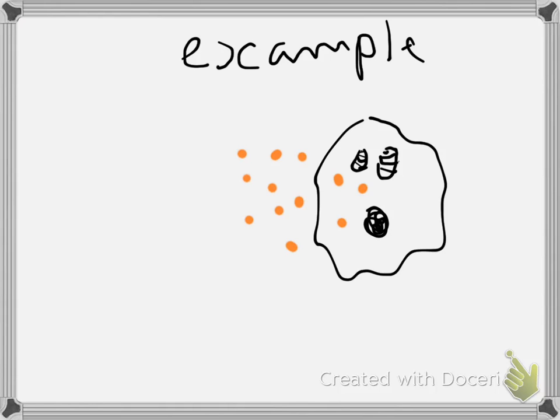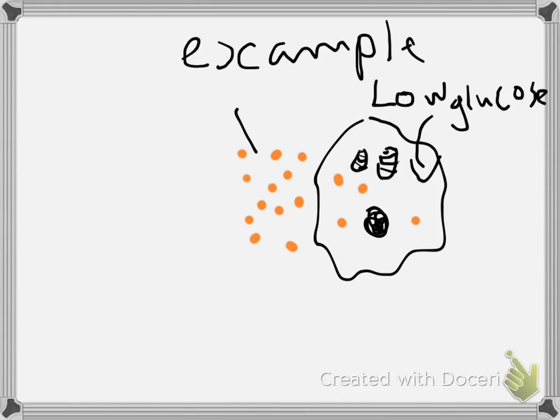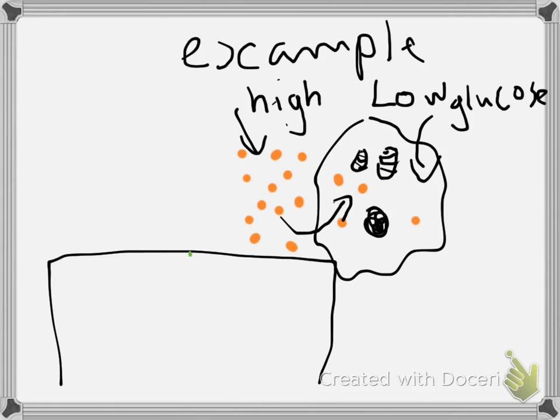So the cell needs a constant stream of these glucose molecules. And how can it achieve this? Well, through simple diffusion. Now, inside the cell, we see a lot fewer molecules than outside the cell. So say there's low glucose there, or low concentration, remembering that concentration means the amount of molecules per volume of liquid or space. On the outside, we see a high concentration. So there's a lot more.